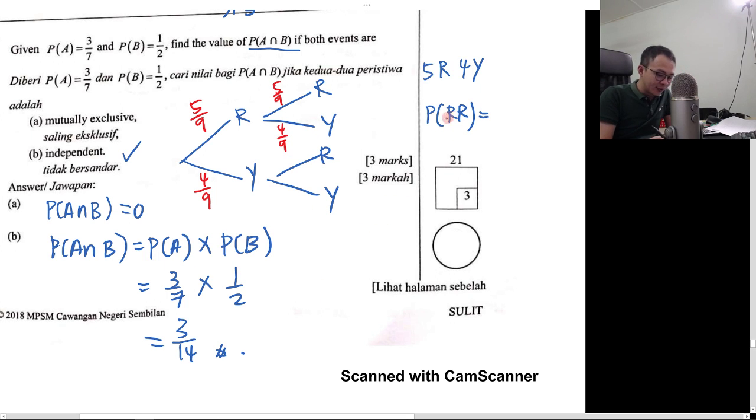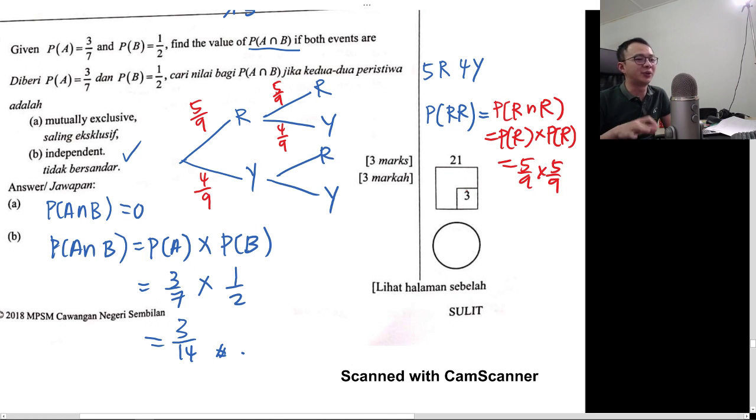Alright, so if I want to find the probability that both are red color, this is actually R intersect R. So how do we get R intersect R? Basically, the probability of R multiplied by the probability of R, right? Because in order to find both red color, you multiply them. So therefore it's 5/9 multiplied by 5/9. Yeah, this is how we do it.